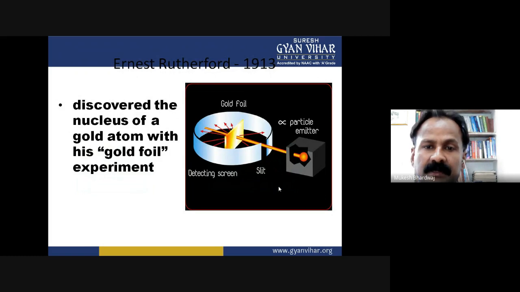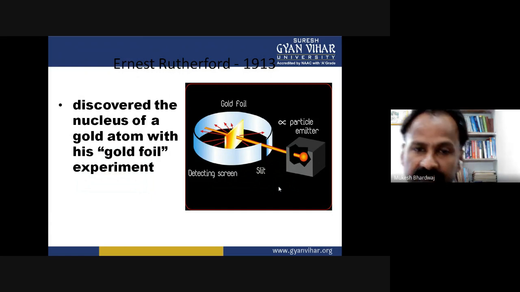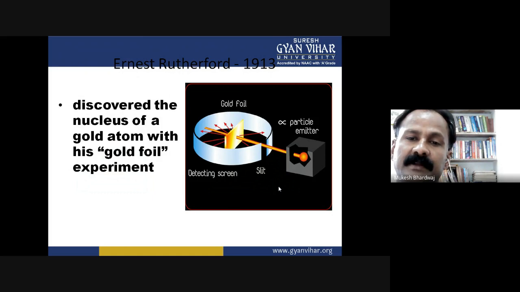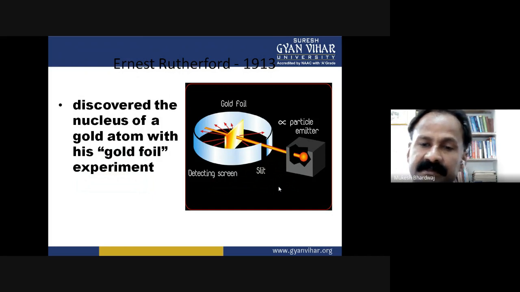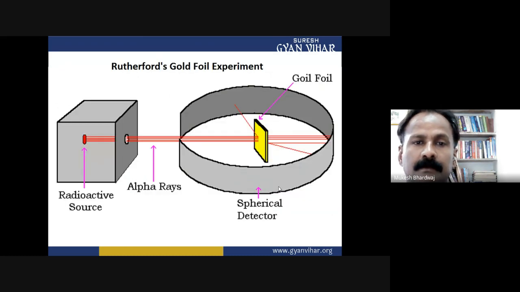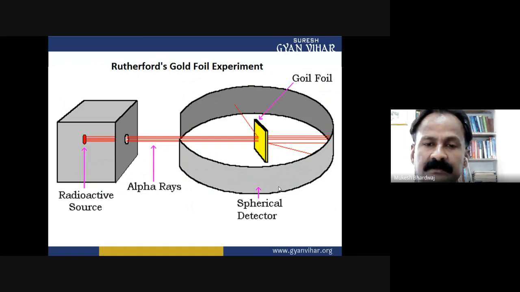Ernest Rutherford in 1913 discovered the nucleus of the gold atom with his gold foil experiment. So this is the Ernest Rutherford gold foil experiment. You see in the figure, an alpha particle emitter emits alpha particles on a gold foil. There's a detecting screen. Radioactive source, alpha rays strike the gold foil, and the detector locates them.